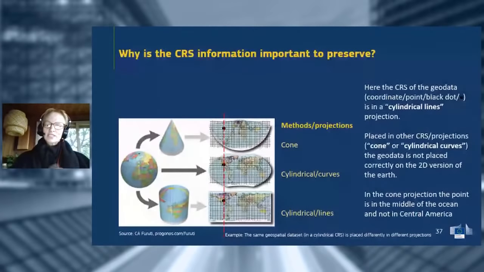And this is what I just explained here. I just put in some grids to show you that what I did was I took geodata that was measured or preserved in the cylindrical line projection, the CRS with the cylindrical line projection. And if you put that same geodata into other projections, they will be placed the same, but in the ocean and so on. So that was just to explain what I did before.